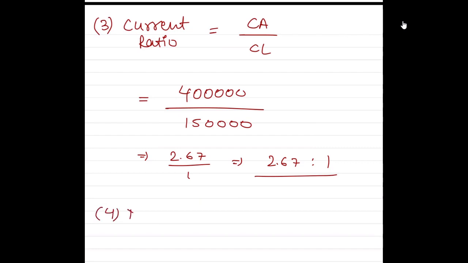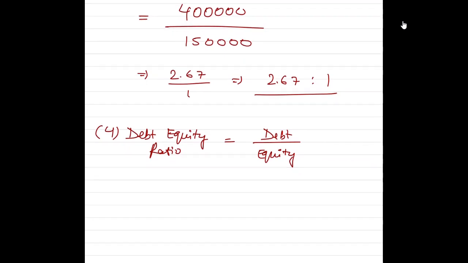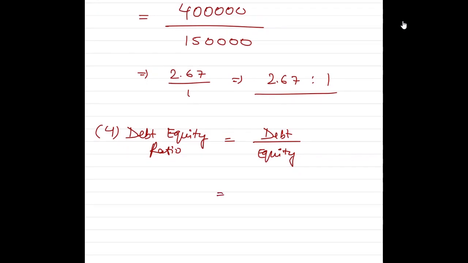Fourth, debt equity ratio. The name is the formula itself. So it is debt divided by equity. Sir, what is the debt? We have just now seen the debentures. Debentures were of 2 lakhs. And sir, how much was the equity over there?